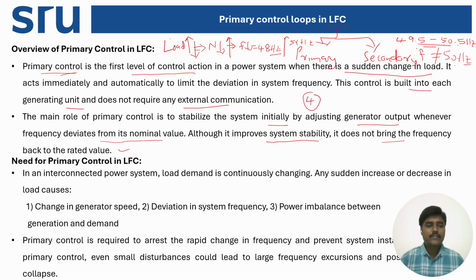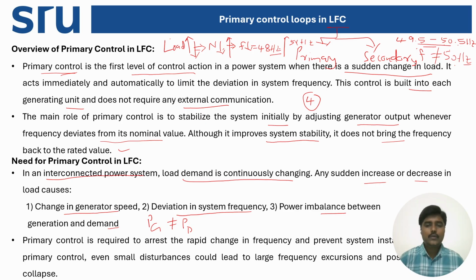In an interconnected power system, basically our real power system is a very interconnected power system. So many generators are interconnected together and all the transmission networks are also interconnected. So in that interconnected power system, our load demand is continuously changing. Any sudden increase or decrease in the load will cause change in generator speed, deviation in system frequency, and power balance between generation and demand. That means the PG value may not be equal to PD during the changes in the speed.